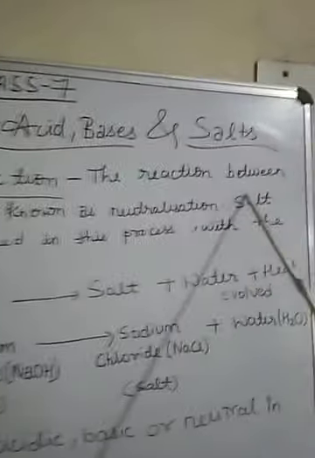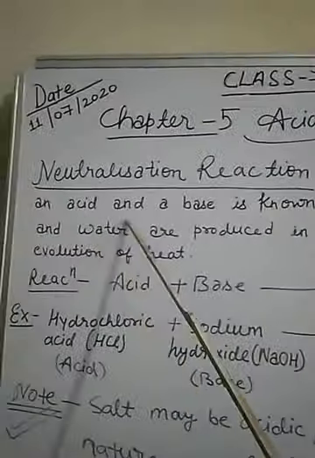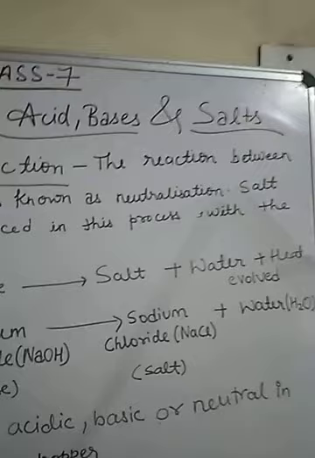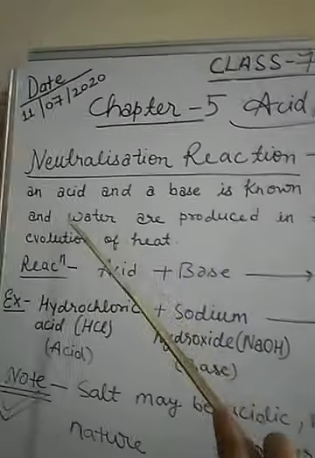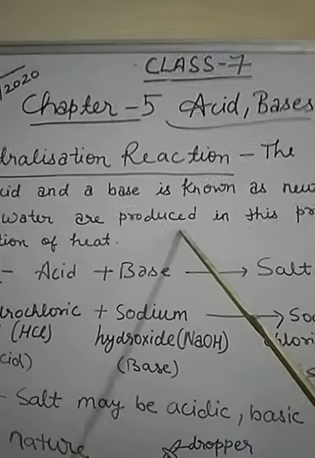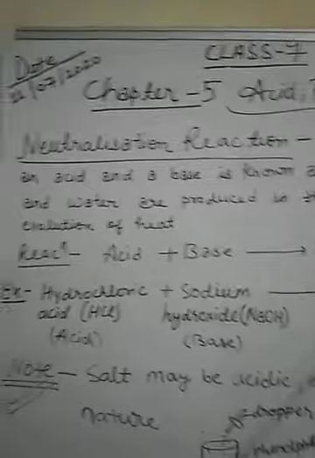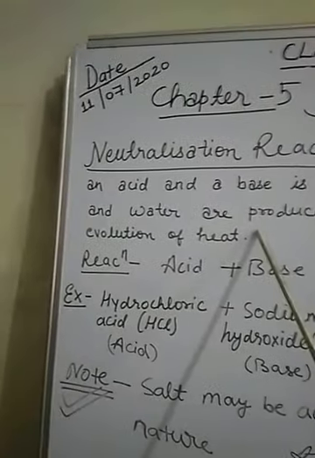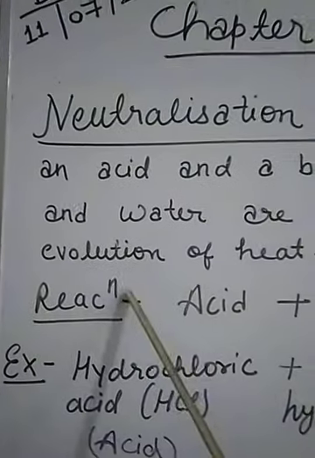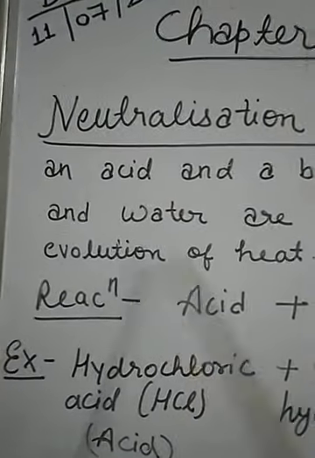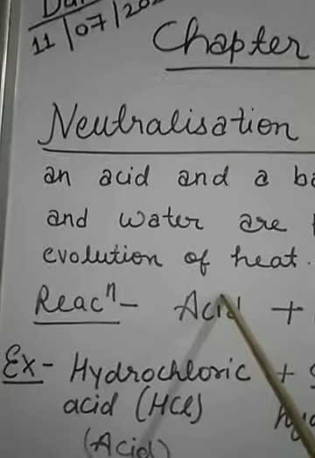So children, the reaction between an acid and a base is known as neutralization. And in this reaction, salt and water are produced. Clear? Means salt and water are produced in this process with the evolution of heat. Evolution of heat means heat is evolved, means heat is released in this reaction.